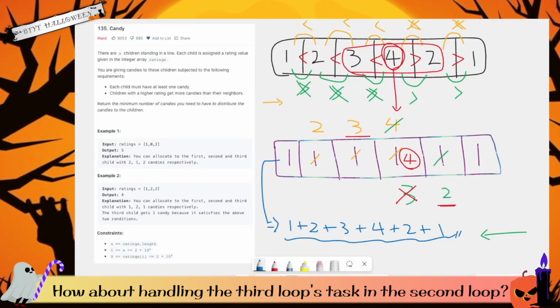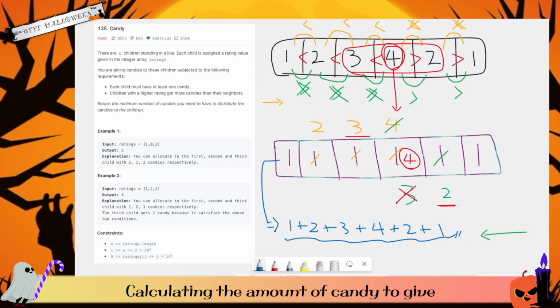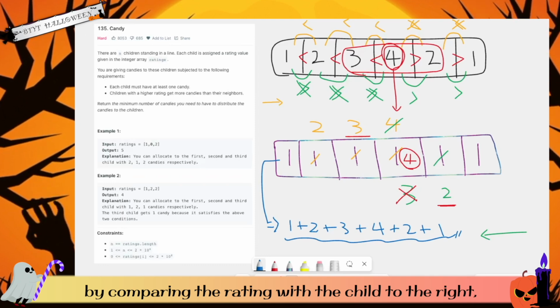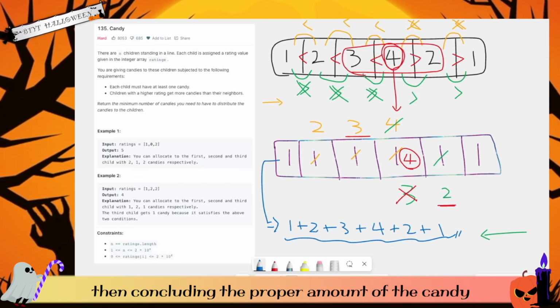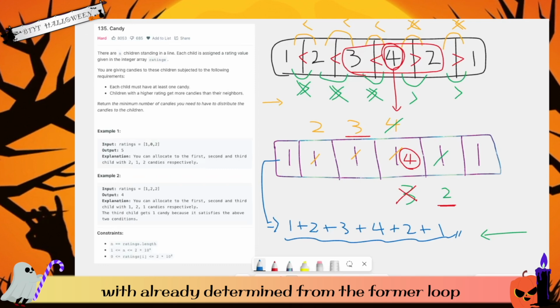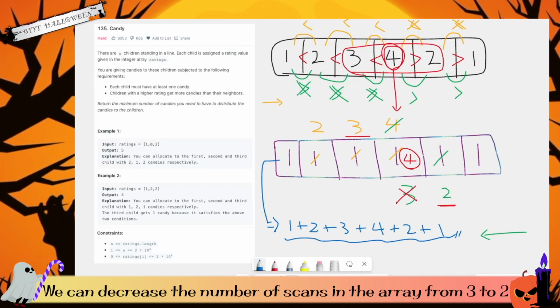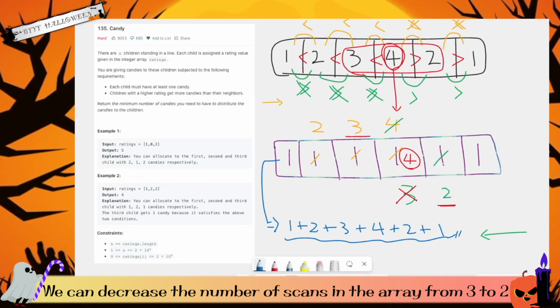How about handling the third loop's task in the second loop? Calculate the amount of candy to give by comparing the rating with the child to the right, then conclude the proper amount of candy with what was already determined from the former loop. With this, we can decrease the number of scans in the array from 3 to 2.